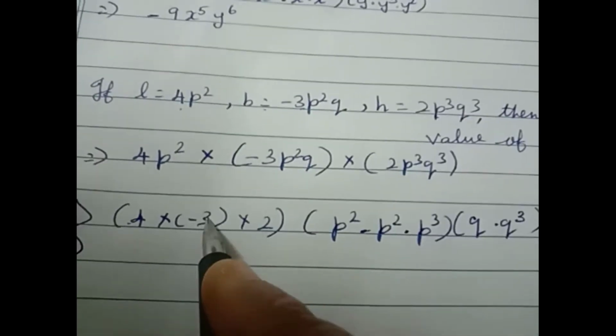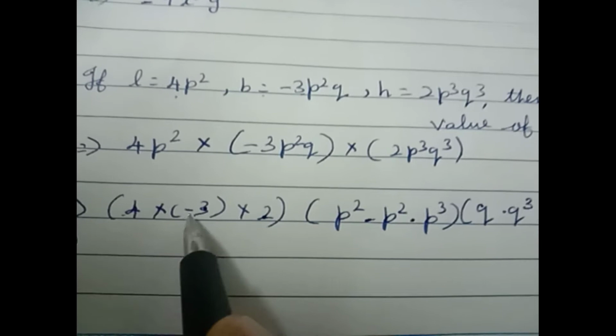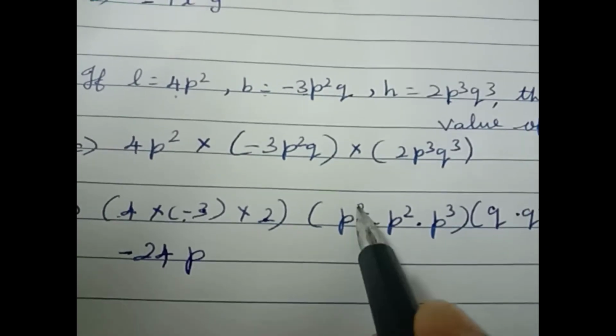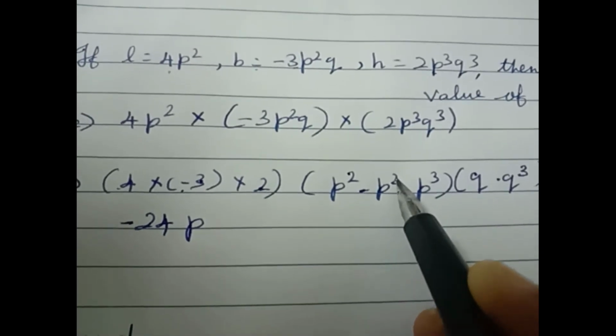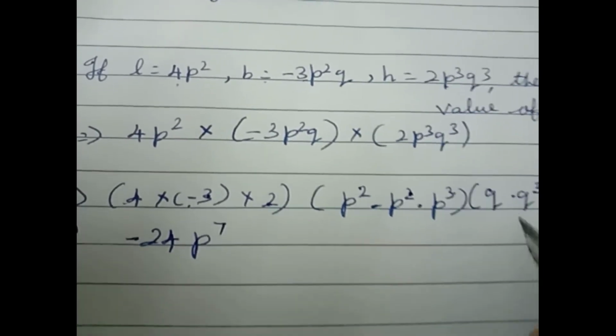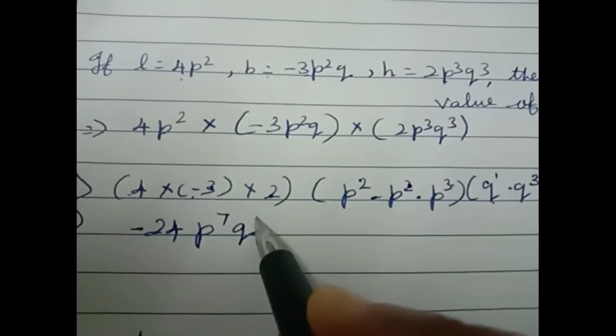Here 4 3s are 12, 12 2s are 24, minus 24. P power 2 plus 2 is 4, 4 plus 3 is 7, and here q, 1 plus 3 is 4.